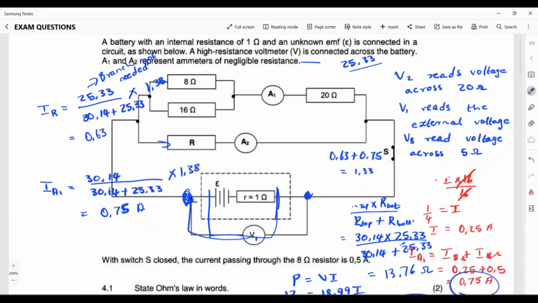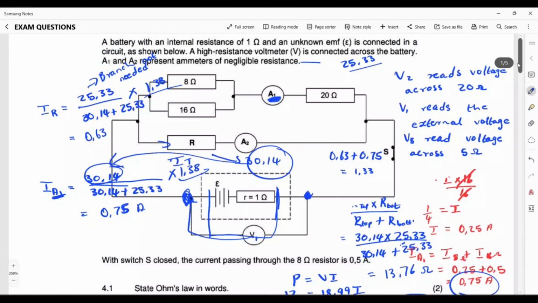Okay, you see, here I was looking for the current passing through A1, but the numerator was for the branch that I was not looking for, 30.14. This is the resistance of the branch that I was not looking for. And then you divide by the sum of the two resistances. You just add them, just addition. And then you multiply by IT, the total current. So you can just do something like that, just to verify over there.